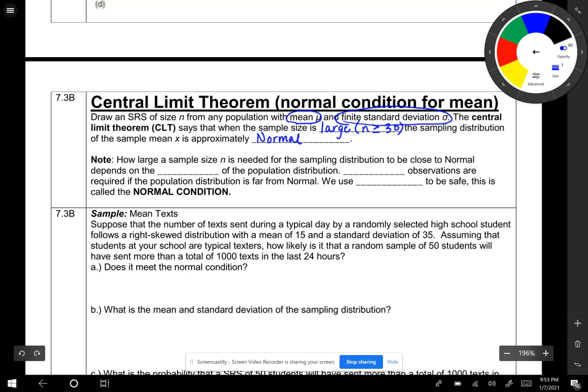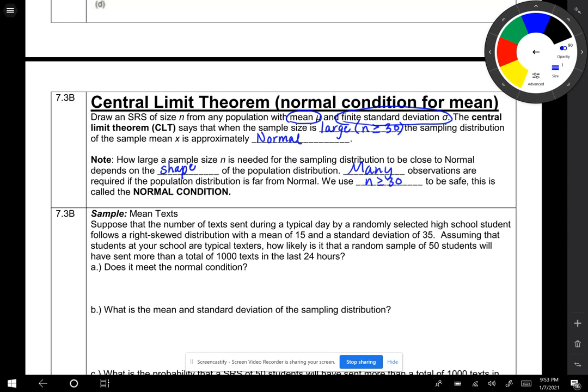Why 30? That's just a convention that is agreed upon. How large a sample size n is needed for the sampling distribution to be close to normal depends on the shape of the population distribution. Many observations are required if the population distribution is far from normal. We use n is greater than or equal to 30 to be safe. This is called the normal condition.